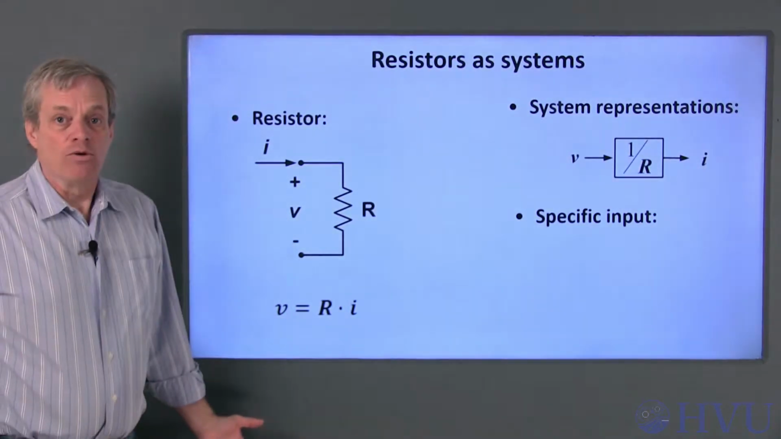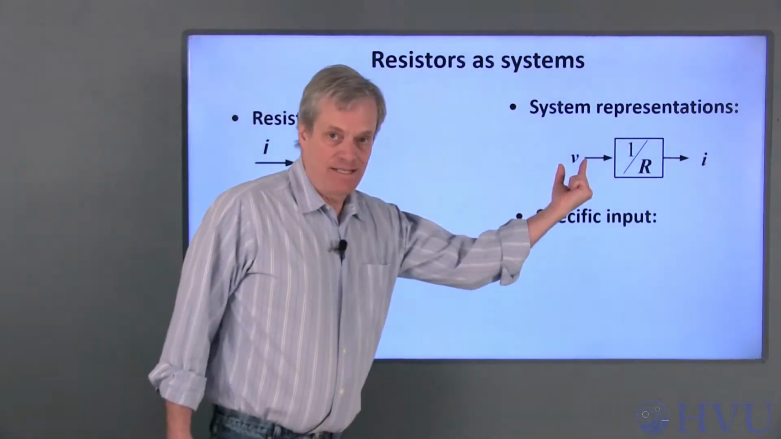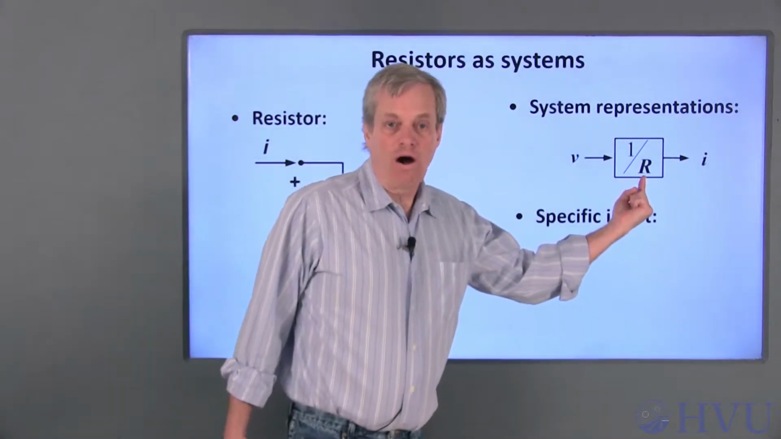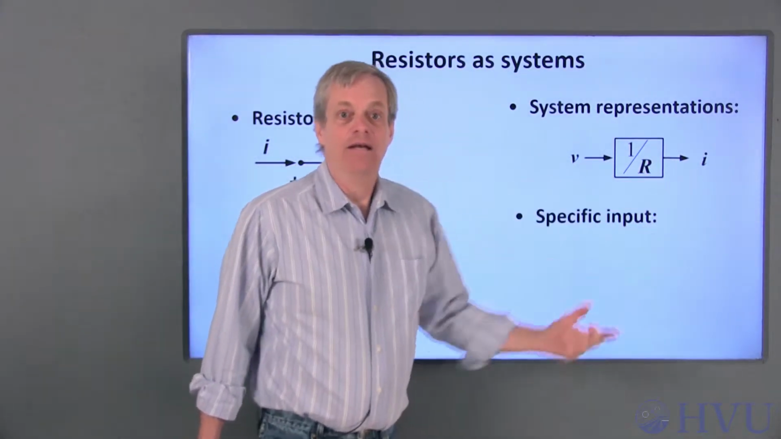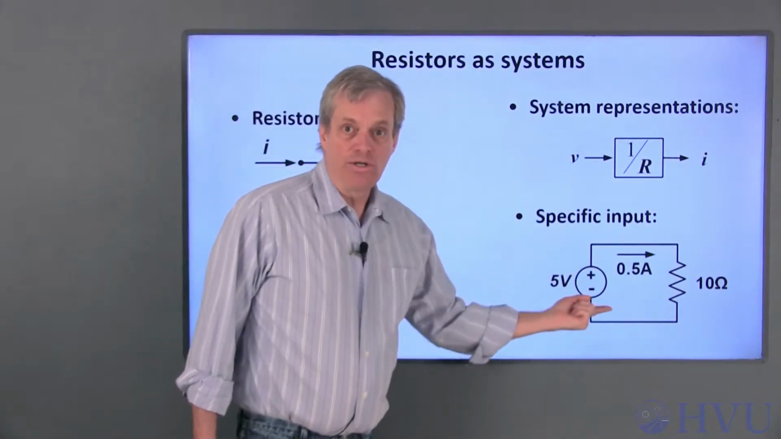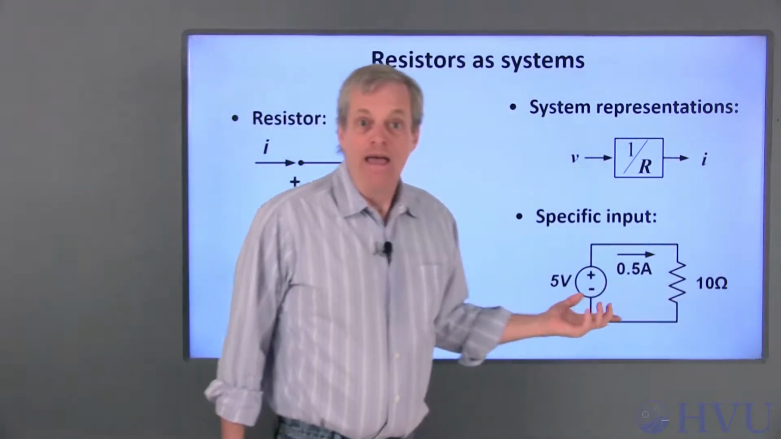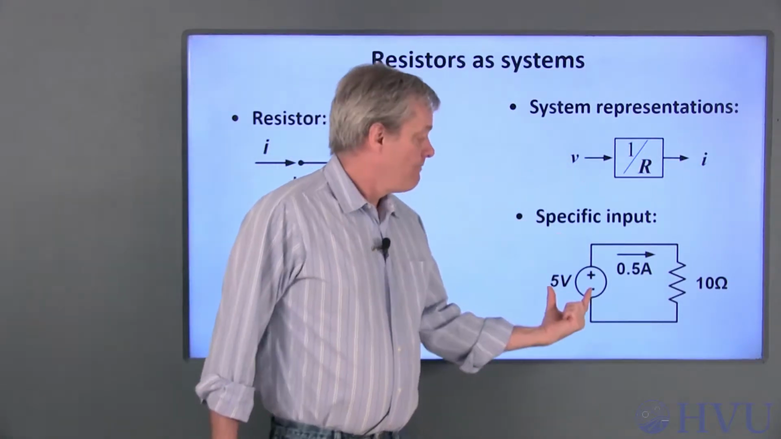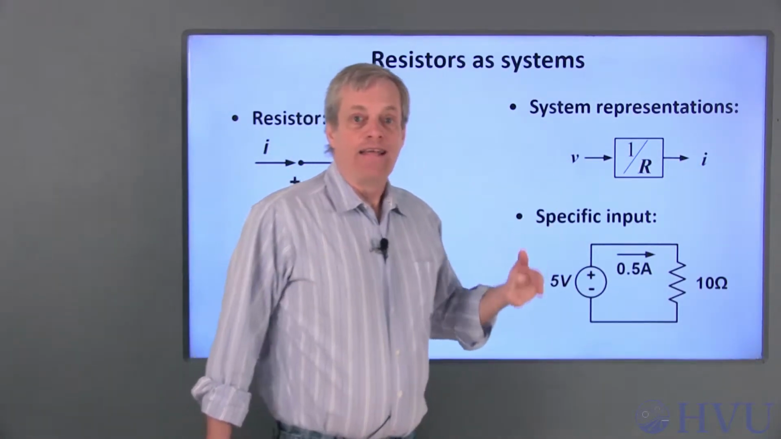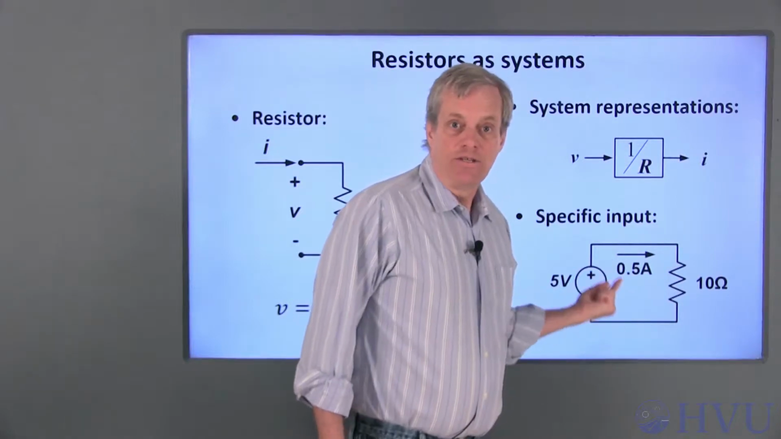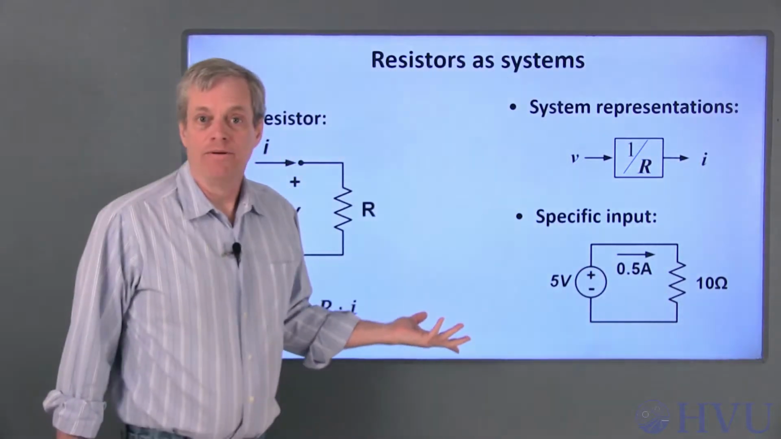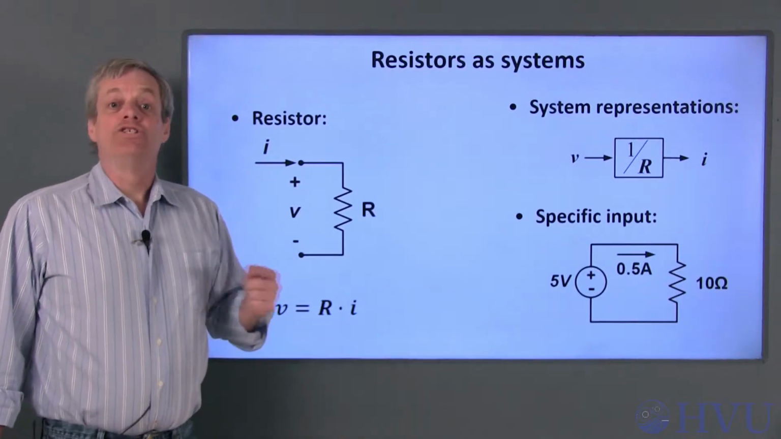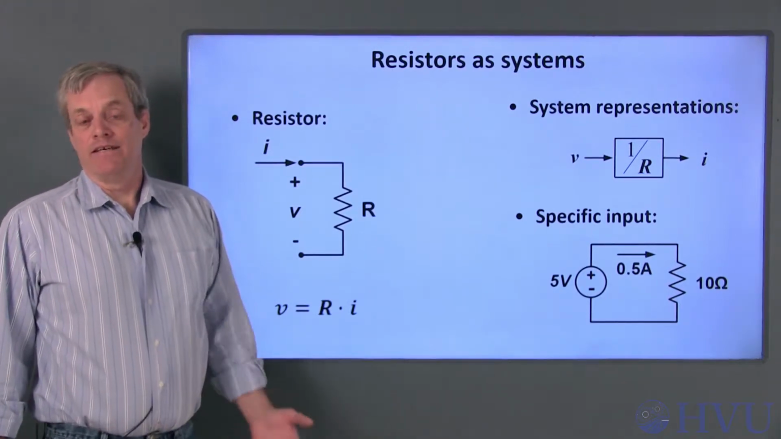On the other hand, we could assign the voltage V as the input. Now the system multiplies V by 1 over R to get the current I. Connecting a 5 volt source to a 10 ohm resistor and finding the current is probably better modeled by this system. 5 volts is our input. That's divided by the resistance to determine the current, which is 1/2 of an amp. Either of the system models I showed here are fine. They just have different roles assigned to the input and the output.